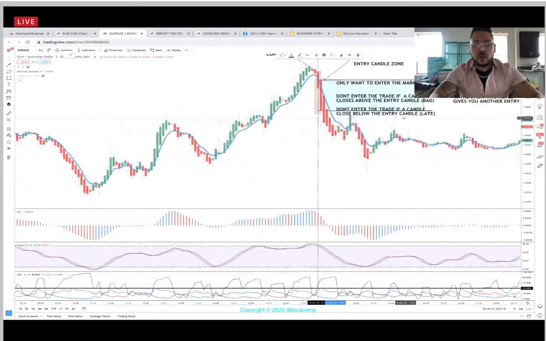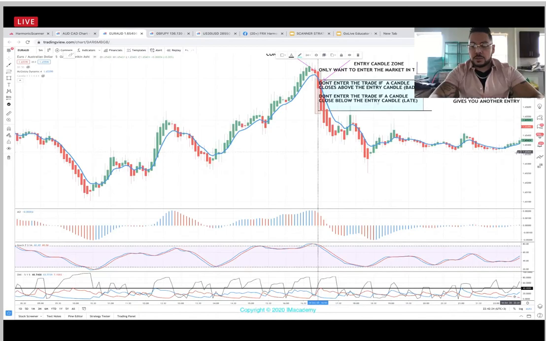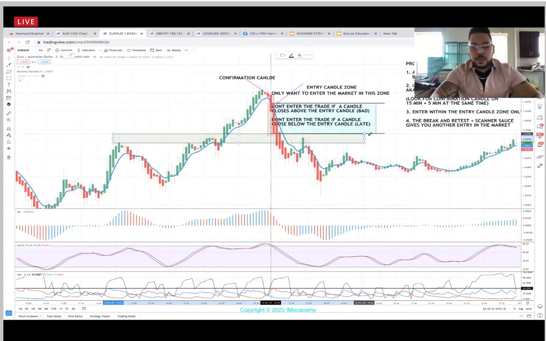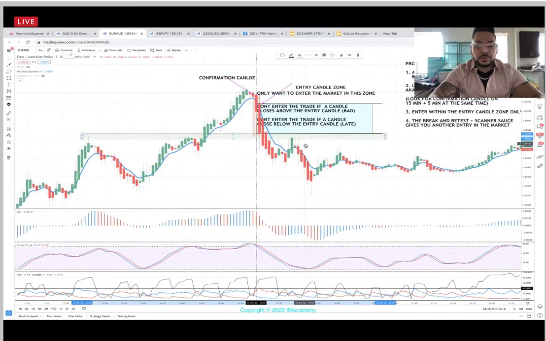Let's take a look at the zone. I'm going to show you on the scanner too, but look at the zone. Here's your entry candle. Look on the 5-minute. Look at how your entry candle on the 5-minute was also a support and resistance zone right over here. Watch this.